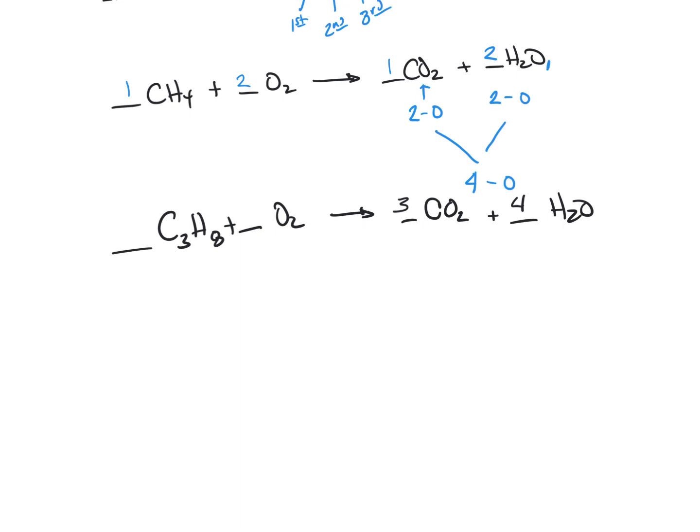I'm now going to add up my oxygens, so I have 3 times 2 oxygens, so I have 6 oxygens on the carbon dioxide, and then I have 4 times 1, I have 4 oxygens on the water. Add those 2 together, I get 10 oxygens. And then I'm going to look back over here, and what number times 2 equals 10? Well, hopefully you can see that number is 5.